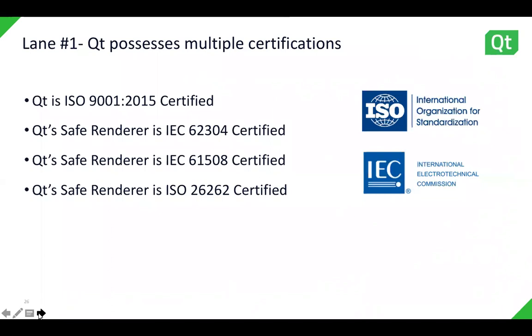Now 61508, as many of you know, is not required by the medical industry, but Qt is in a number of different industries. And so with those different industries, like heavy industry and automation and avionics and such, functional safety is really important. So we have certified to the general functional safety standard 61508. And the ISO 26262 actually applies to automotive. So that is an automotive specific standard.